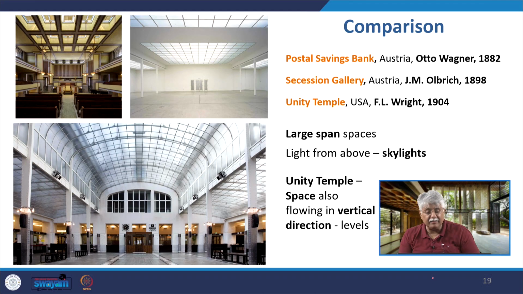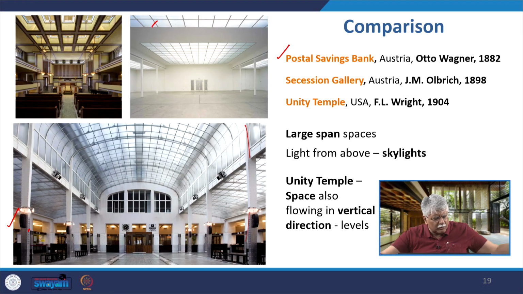So in comparison, we can see the Postal Savings Bank in Austria by Otto Wagner in 1882. This is the Postal Savings Bank. This savings bank also has got large span spaces. It's got exposed steel columns in which even the rivets have been left exposed and painted over. It has got exposed glass, and this is the work of Postal Savings Bank by Otto Wagner. If you look at the Secession Gallery in Austria by J.M. Olbrich, again you find the same thing.